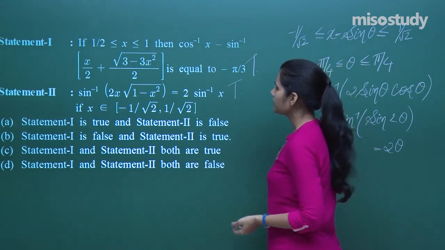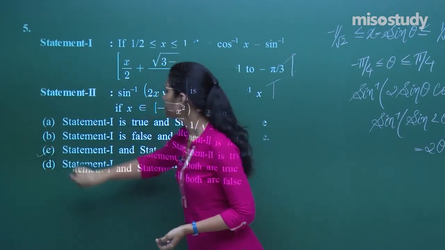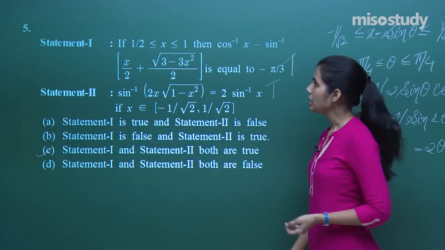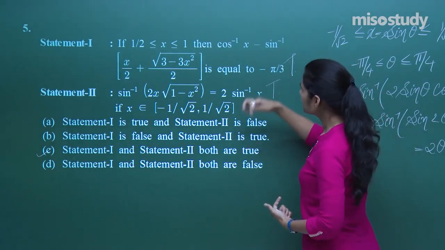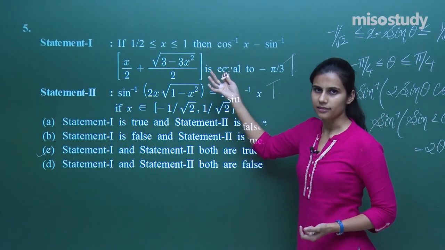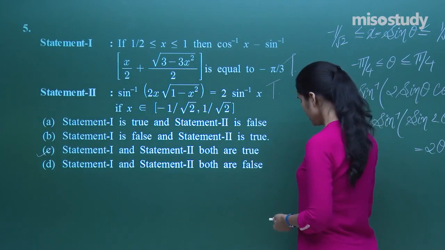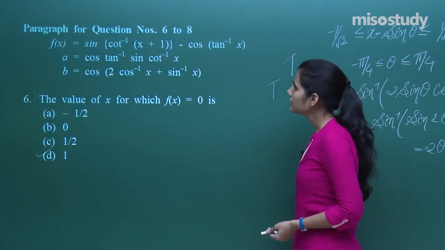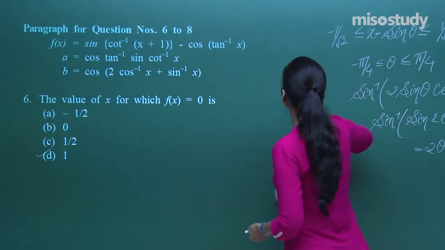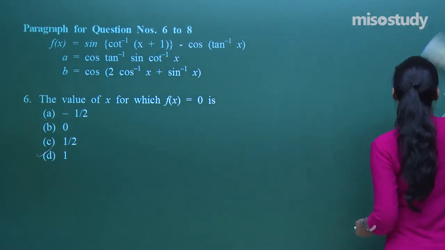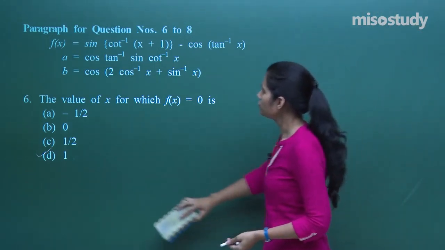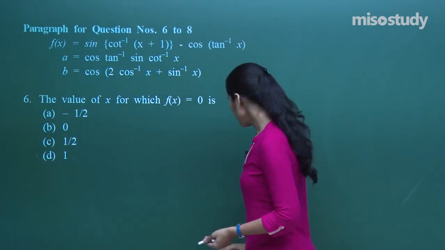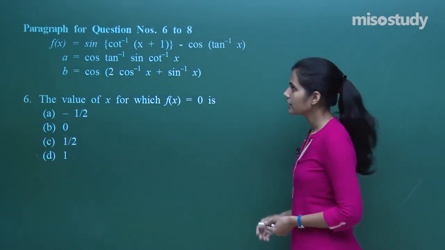Both the statements are true, but neither is the first implying the second, nor the second implying the first, but they both are true. Next question says that f(x) is given to you in terms of inverse trigonometric functions, a and b are given to you, and then there are questions following the same.